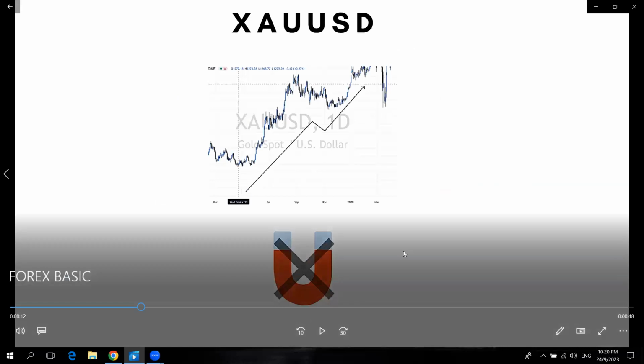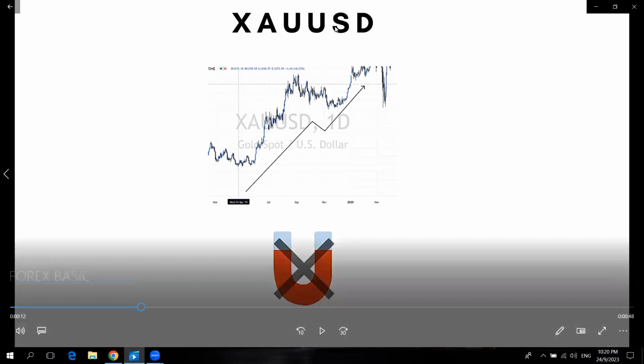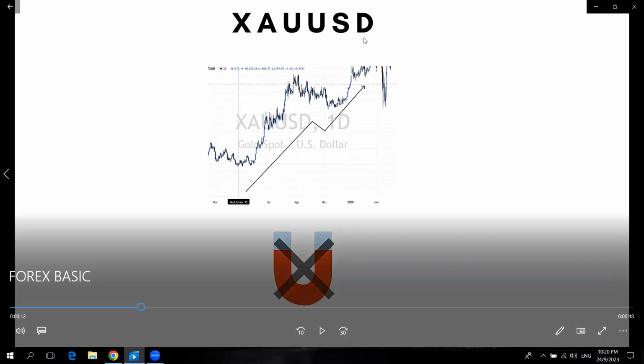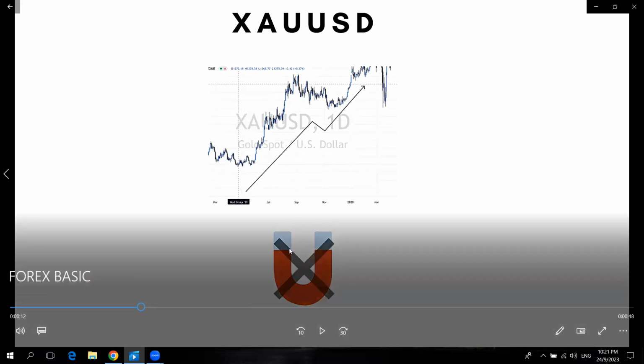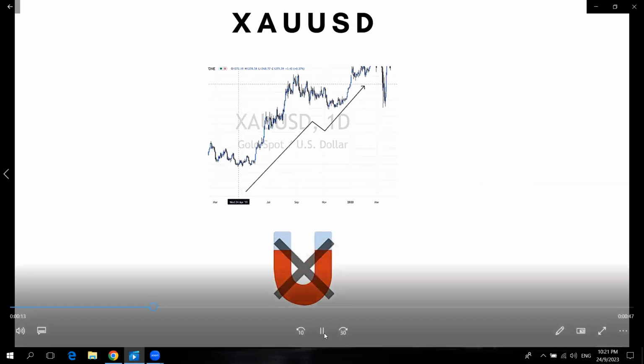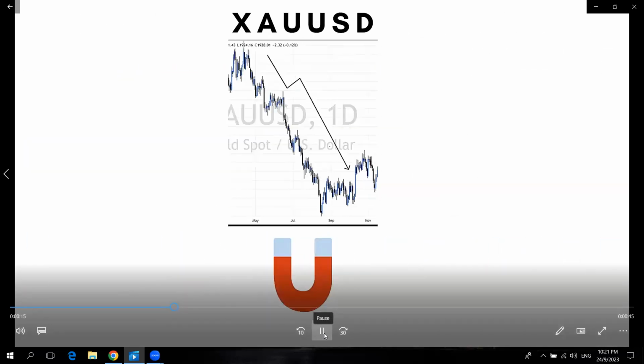Another idea to remember is the magnet. Let's say the magnet is not strong, which is the last three letters of your pair, for example gold. The pair is gold versus dollar. The US dollar is the base currency. So if USD is weak, it cannot magnetize, the chart will go up. But if USD is strong, the magnet is strong, it is the opposite direction. The price will go down.